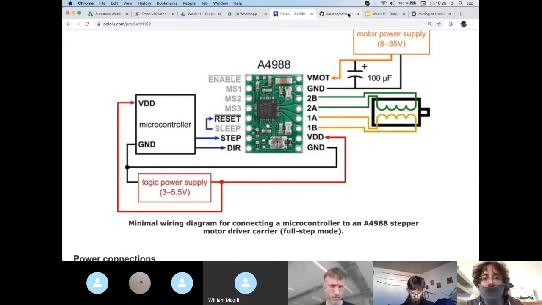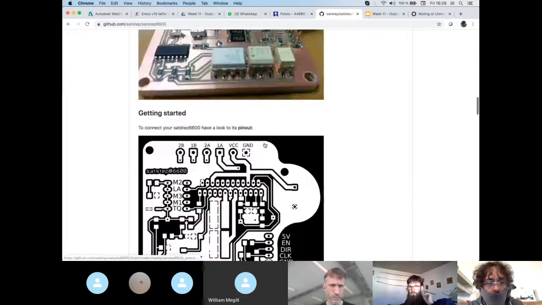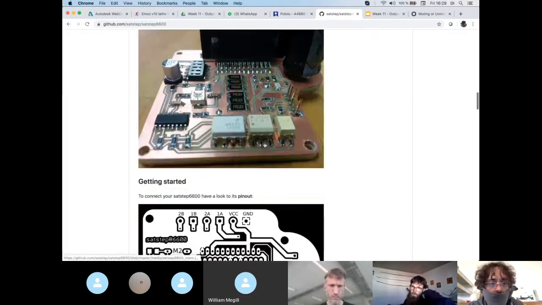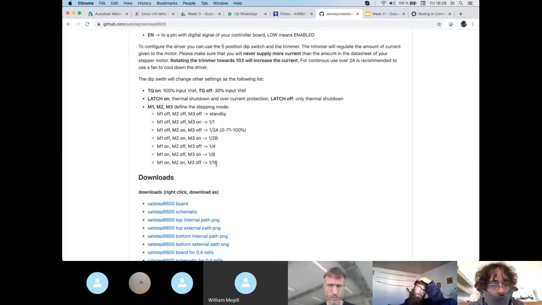So this stepper driver, A4988, is very common. We have also this in the FabLab if you want to use it. This is the one that I made and it works in a similar way, that you have this little trimmer over here to change the current. You can then power the motor with different micro-stepping according to the M1, M2, similar to the other driver configuration.